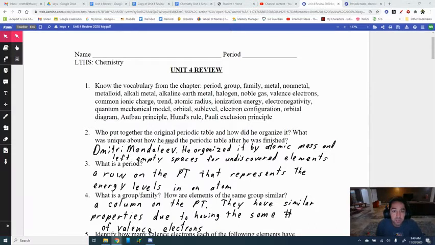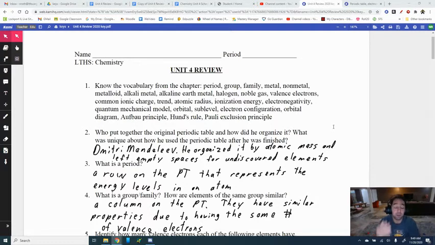What was unique about how he used the periodic table after he was finished? So what he actually did was he left spaces for some undiscovered elements. Now, the reason he did that was because he also organized it based on vertical columns, and in those vertical columns were similar elements. So he started to realize, oh wait, this element here doesn't really fit with these elements here, but it does fit with these elements over to the side of it. So he realized that there isn't an element in this column right here, so maybe there's an element that we haven't discovered yet.